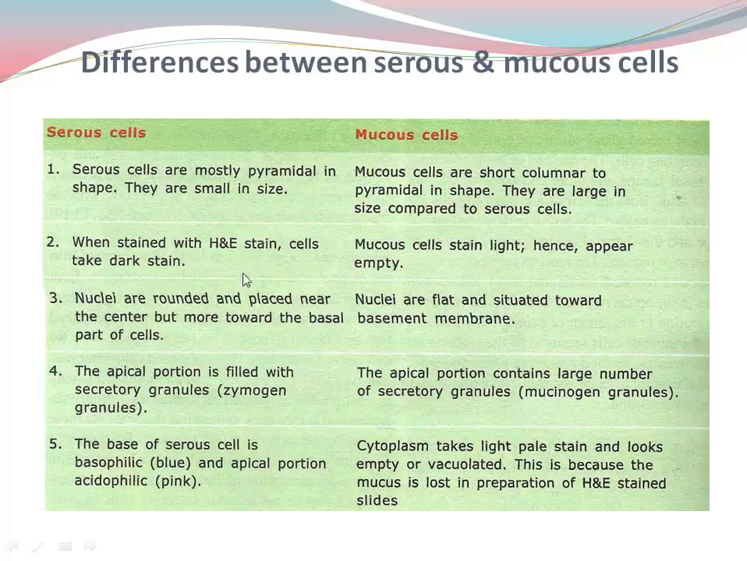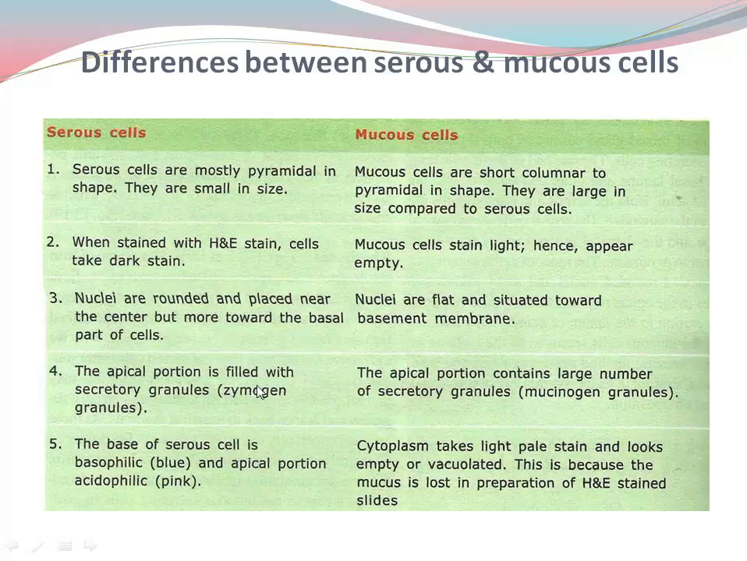When stained, this is a dark stain. Here the lightly stained nuclei are rounded and placed near the center, but more toward the basal part of the cell. Right here, the nucleus is flat and arranged at the periphery. Both nuclei are arranged at the periphery, but here it is a round nucleus. Here it is flat. The mucus secretion compresses that nucleus.